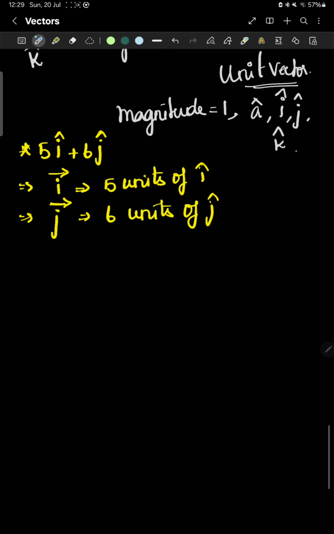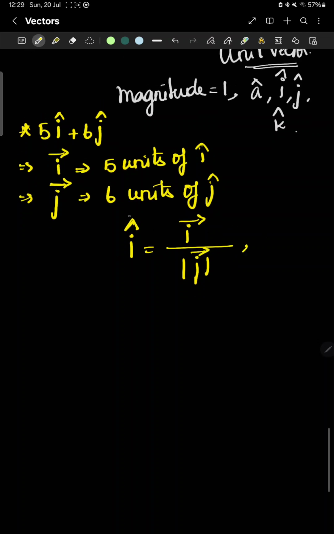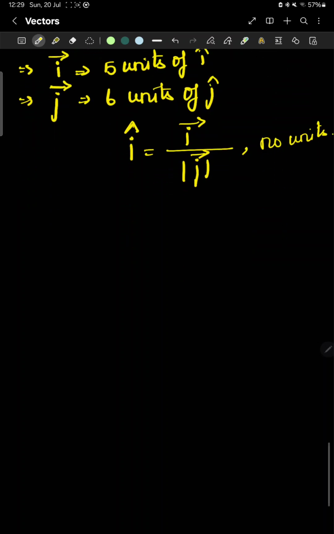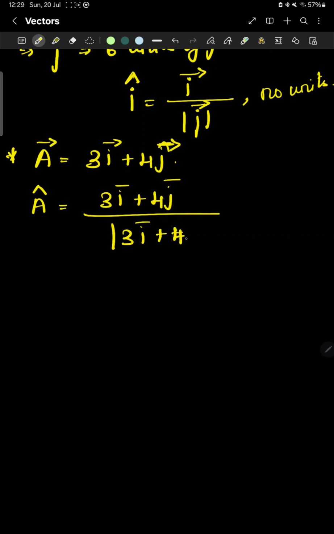This is the formula we have seen earlier: i cap is equal to i vector divided by modulus of i vector. This unit vector, i cap, has no units. For example, let us consider a vector a equal to 3 i vector plus 4 j vector. I can find a cap by using the formula 3 i vector plus 4 j vector divided by modulus of 3 i vector plus 4 j vector.